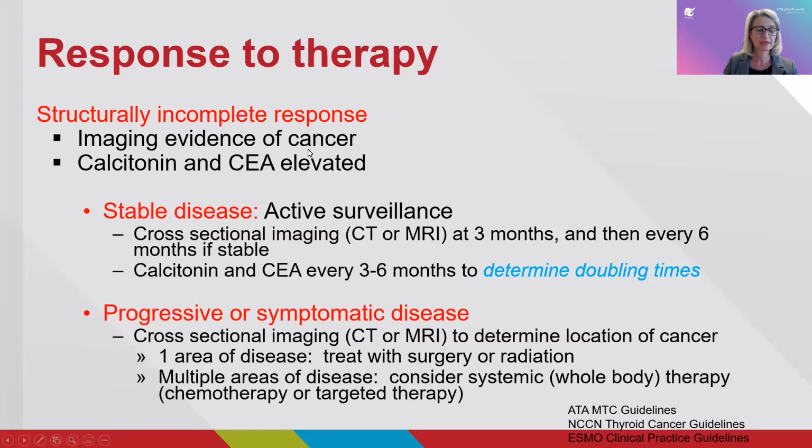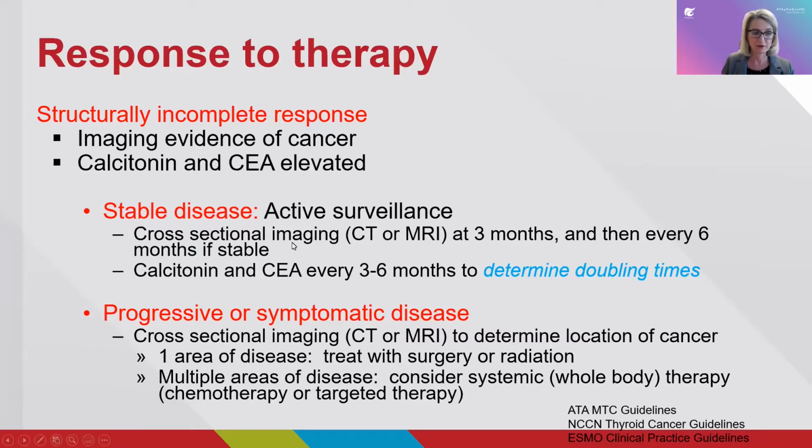And then structurally incomplete response. That basically means we can see some evidence of either persistent or recurrent cancer by imaging, and your calcitonin and CEA are also elevated. So in this category, we want to decide, okay, is this stable disease? Has it looked the same for a long time? Or is it progressive or causing you symptoms? Because we might do 2 totally different things depending on that.